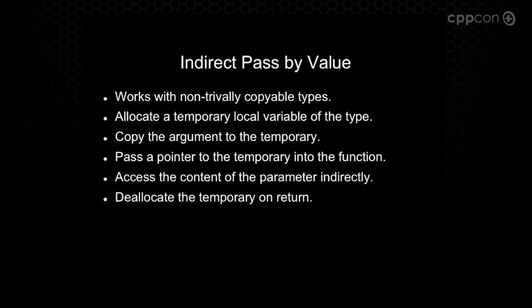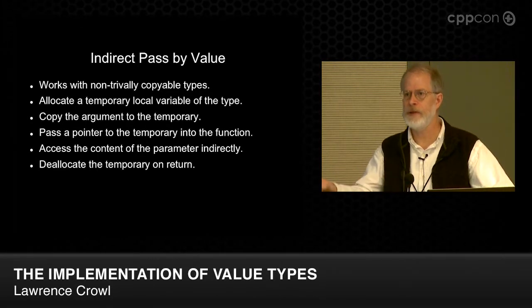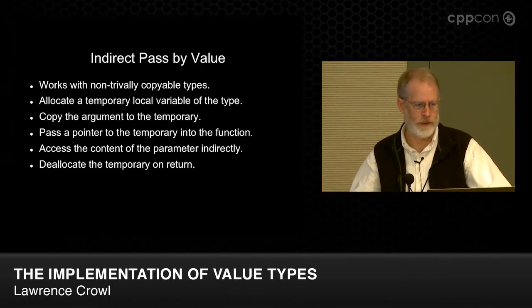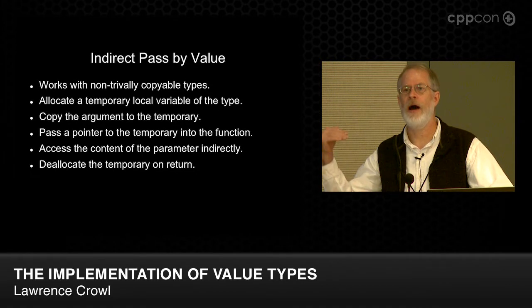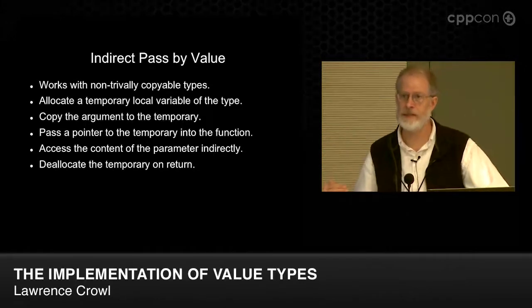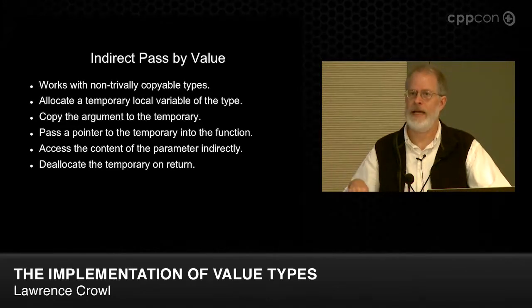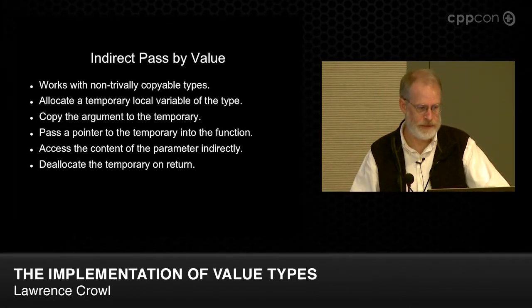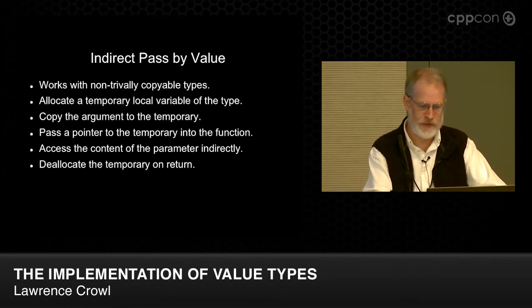which is to indirectly pass it. This involves allocating a temporary in the caller, initializing that temporary, copying into that temporary, passing a pointer to that temporary through the regular parameters. And then inside that function, you're now accessing that type indirectly, so there's an indirect memory cost. And then when you come back out of the function, you have to destroy that temporary copy. So it's potentially significantly slower.